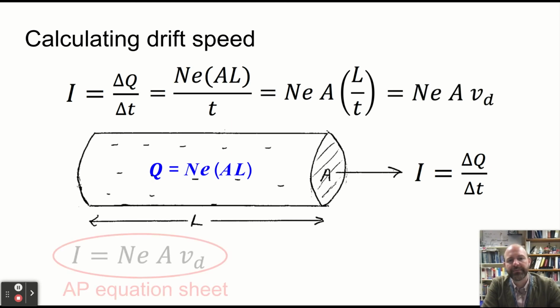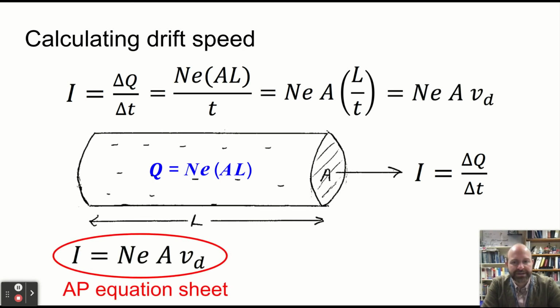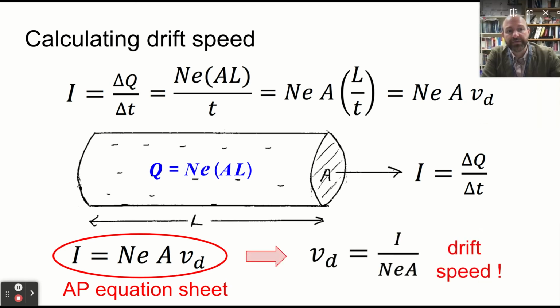And we can divide all that by time, but then what is length over time? That's the drift speed. We can say that current is equal to the conduction electrons per volume times electron charge times cross-sectional area times drift speed. And that's on your AP equation sheet for when you need to use it. And so our drift speed then is the rearranging of that. It's the current divided by n, that number of conduction electrons per volume, times the electron charge times the cross-sectional area. And that's the drift speed.